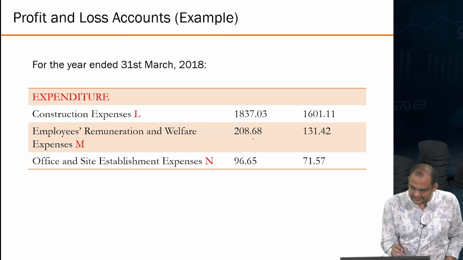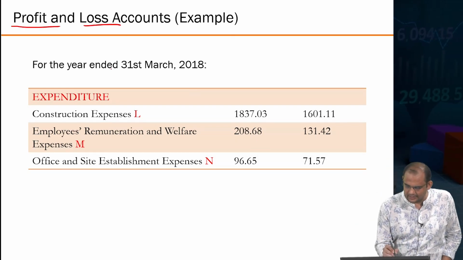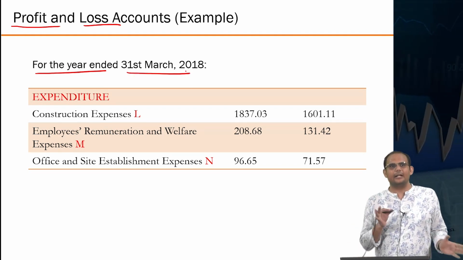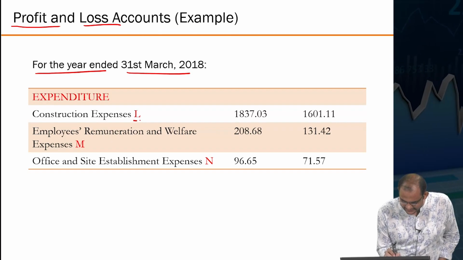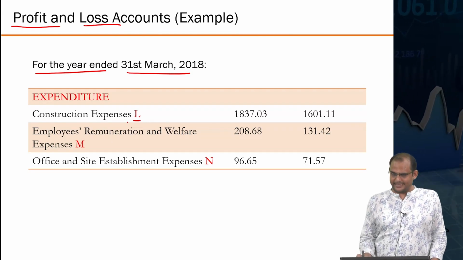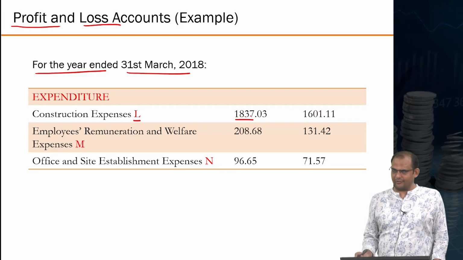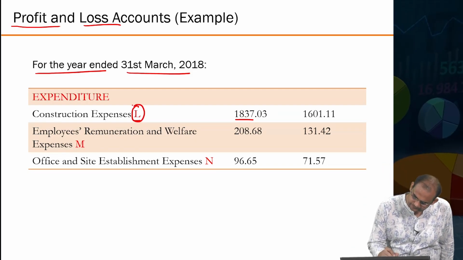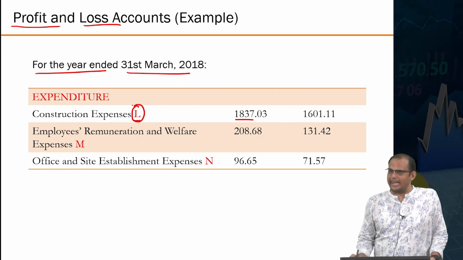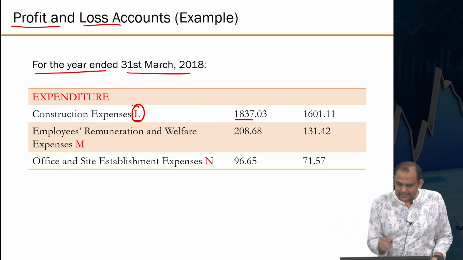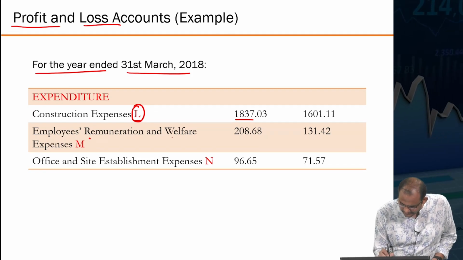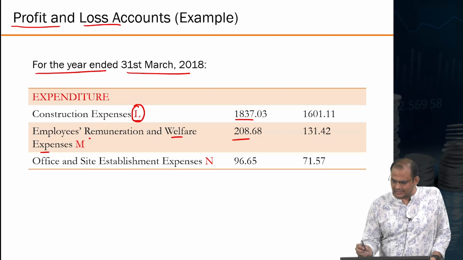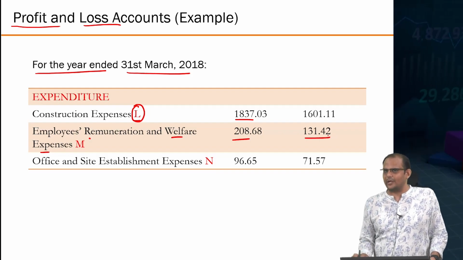Expenditure. Again, since we are talking about profit and loss accounts for the year ended on 31st March 2018, clearly defining the duration. In this case, the expenses are construction expenses. This happened to be 1,837 crores, right? If you want more information, go see Schedule L of this statement. Employees remuneration and welfare expenses is somewhere about 208 crores in that financial year. Compared to previous years, this is 131.